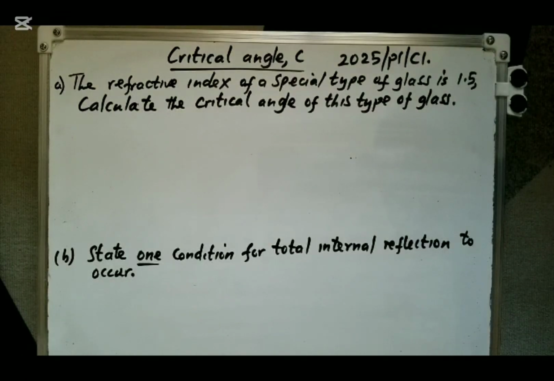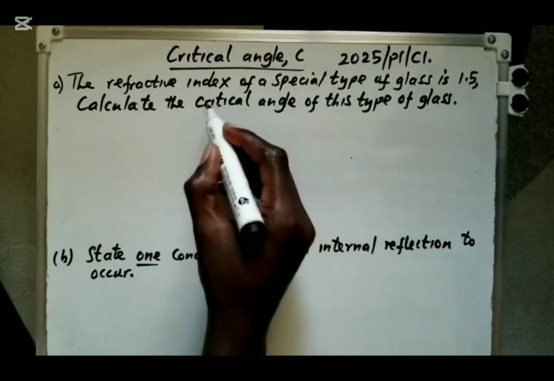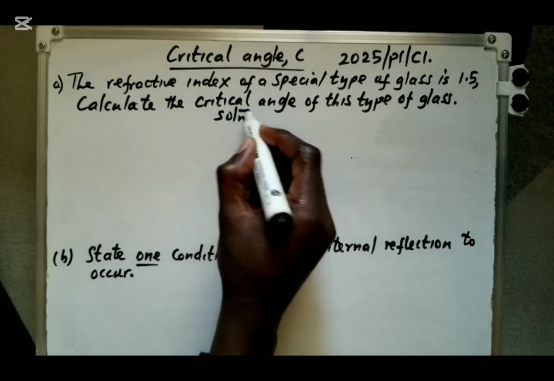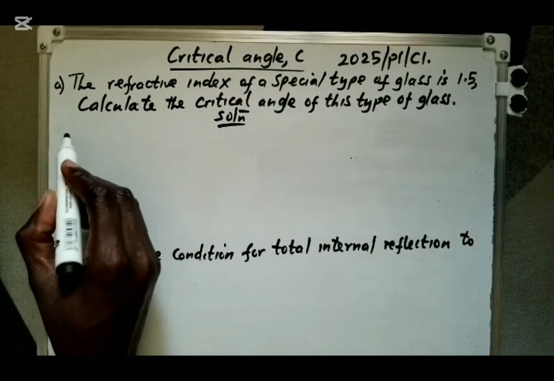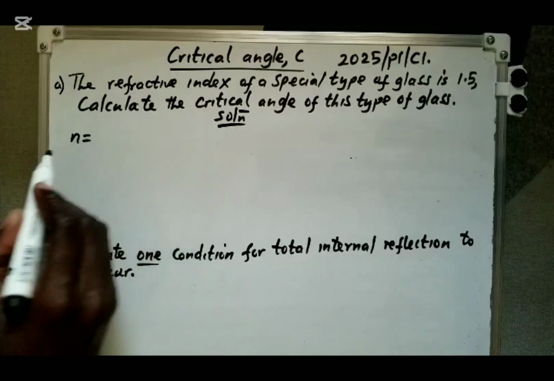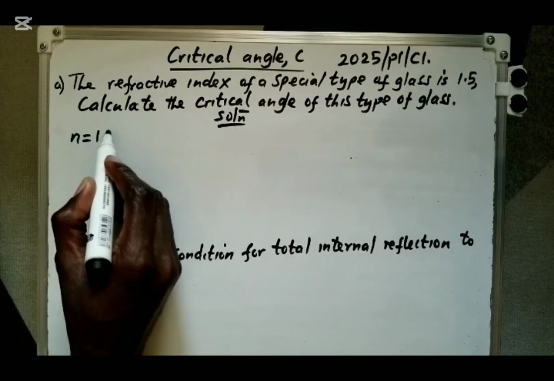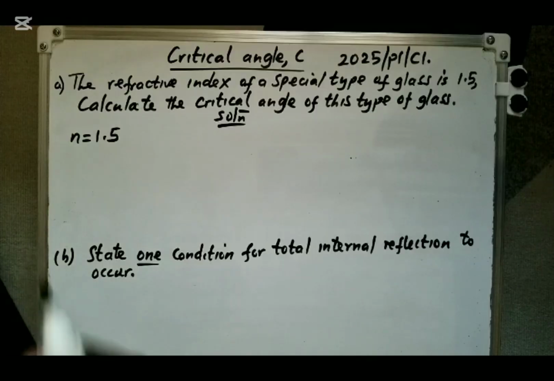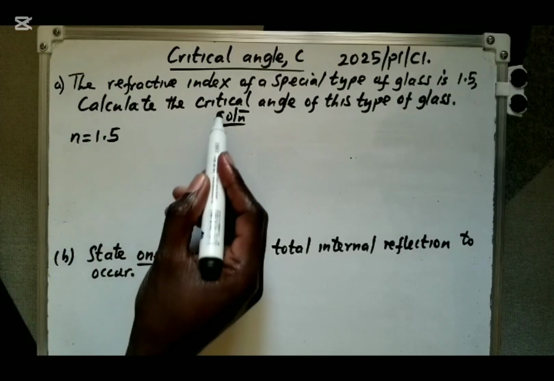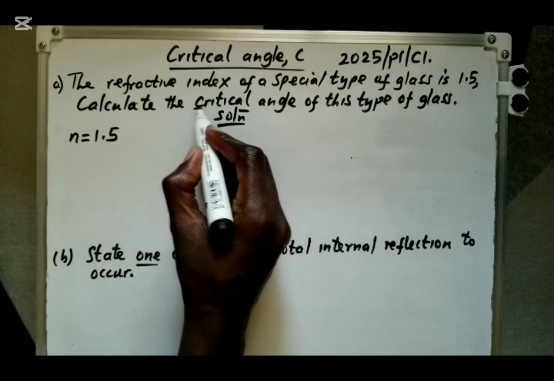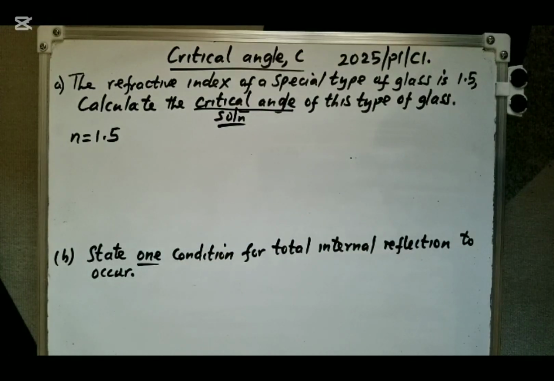So welcome to this segment as we look at how to calculate the critical angle in your physics. It says the refractive index of a special type of glass is 1.5. So they have given you, in this case, the refractive index. Remember, the refractive index, represented by small letter n, of a particular special type of glass is 1.5. Then it says calculate the critical angle of this type of glass.